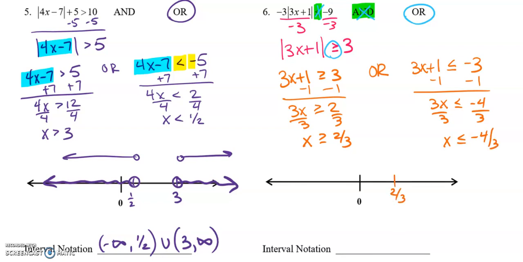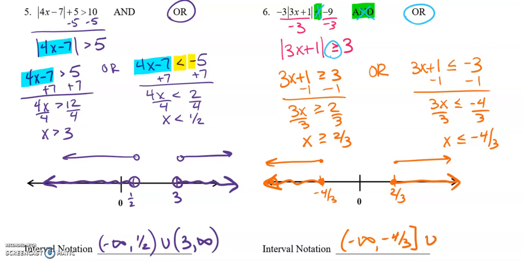So here's 2/3, I want x is greater than or equal to. Here's -4/3, I want x is less than or equal to. So the or will be exactly like the sort of intermediate graph or scratch graph maybe. Interval notation, -infinity to -4/3, bracket because we're equal to, union, pick it up again, 2/3 to infinity, bracket on the 2/3.